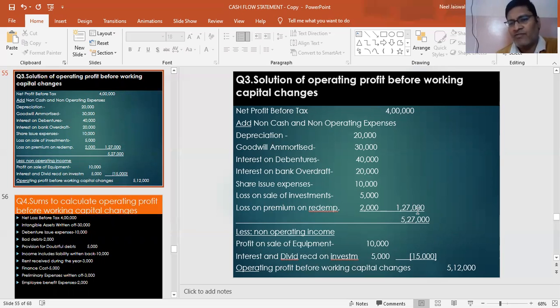So when we have added, we got 1 lakh 27; 4 lakhs plus 1 lakh 27 is 5 lakh 27,000. Some non-operating incomes were there that we need to subtract because they are already added to net profit before tax, like profit on sale of equipment and interest and dividend received on investment. So 15,000 we need to subtract, and operating profit before working capital changes is coming to 5 lakh 12,000.